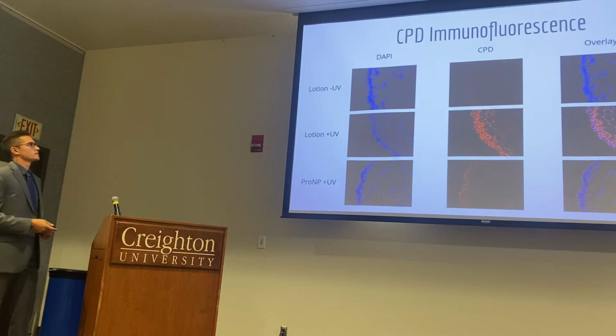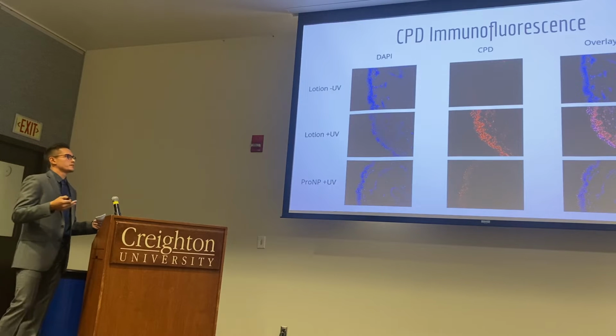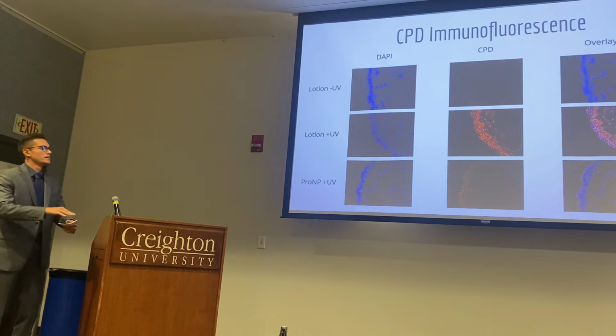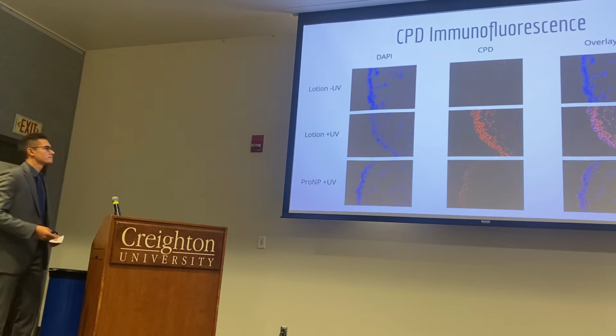We can see in the overlay of the lotion no UV that there's not any signal, and that's to be expected as it wasn't exposed to UV. There's quite a bit of this positive signal here in the lotion with UV. We know that these are positive because we overlaid the DAPI and the CPD channels, and if these cells line up, that means we have a positive cell.